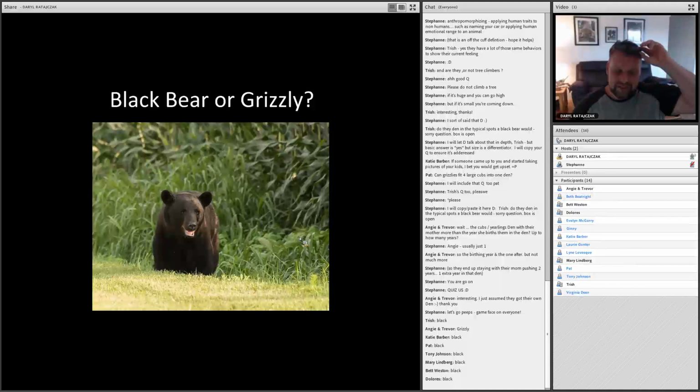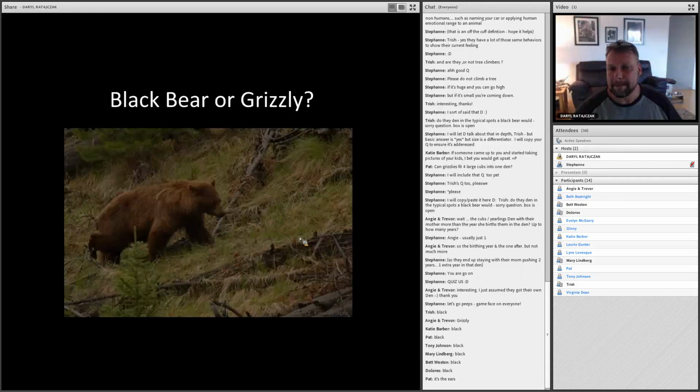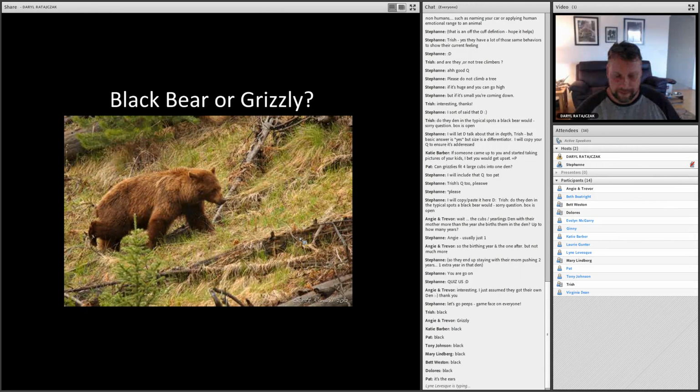Actually, Angie, this is a black bear. I can absolutely see why you'd say it's a grizzly because it's got that big, stocky looking head. But for the most part, black grizzlies are extremely, extremely rare. But you don't see a hump on this bear, so this is definitely a black bear. How about this one?